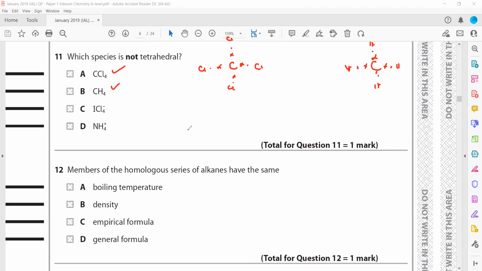ICl4-. Iodine is group 7, so how many electrons will it have? It will have 7 electrons: 1, 2, 3, 4, 5, 6, 7. Then there's a charge of -1, so iodine gains 1 electron and gets a negative charge. And according to the question, this is ICl4-.